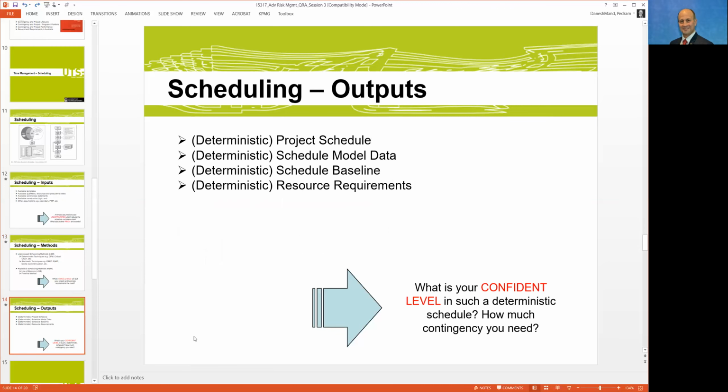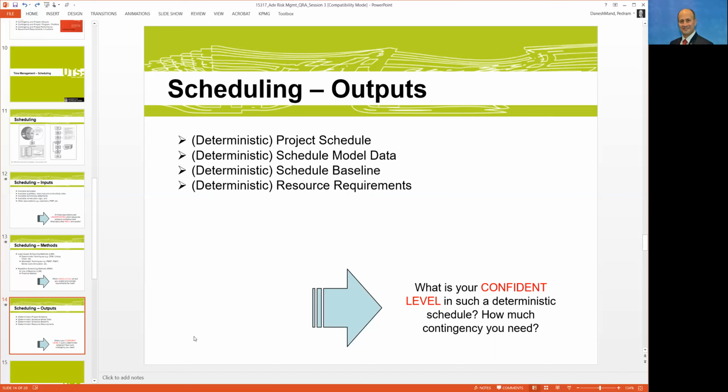And the last but not the least, when you have the inputs, when you had the methods of scheduling, the developing a model, you ended up having the output. And the outputs generally, there are over four areas or four outcomes. The schedule by itself, there might be a model data, there might be a baseline. When you're comfortable with it, you play with it, and eventually you're comfortable with it. And there are some resource requirements.